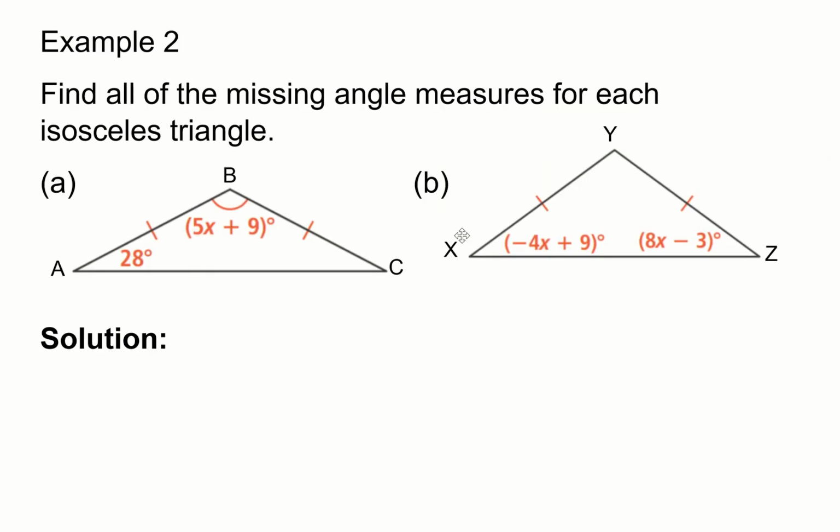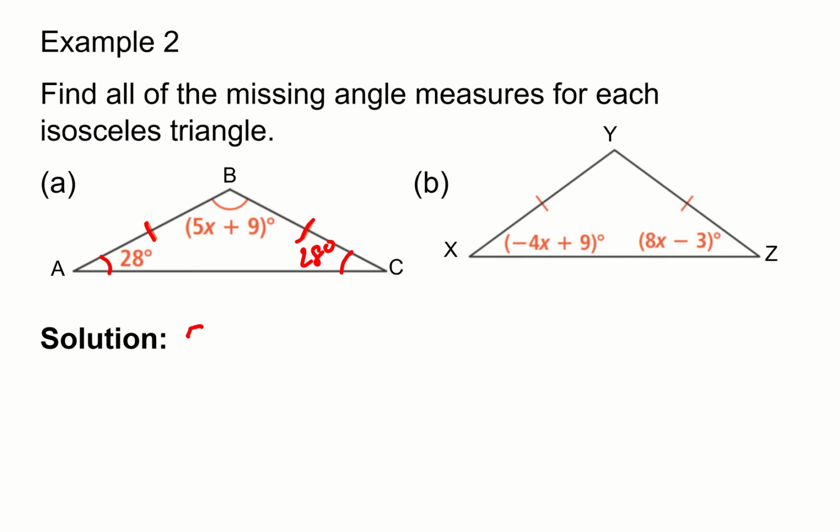Okay, so let's look at another example. So find all the missing angle measures for each isosceles triangle. So this one's different because there's variables involved, but it's still the same theorem. Okay, it's still the same idea. So we have an isosceles triangle here, and we know that because these two sides are the same, this means that these two angles are the same, right? So this is 28, and then this is also 28. And then we also know that these three angles have to add up to 180.